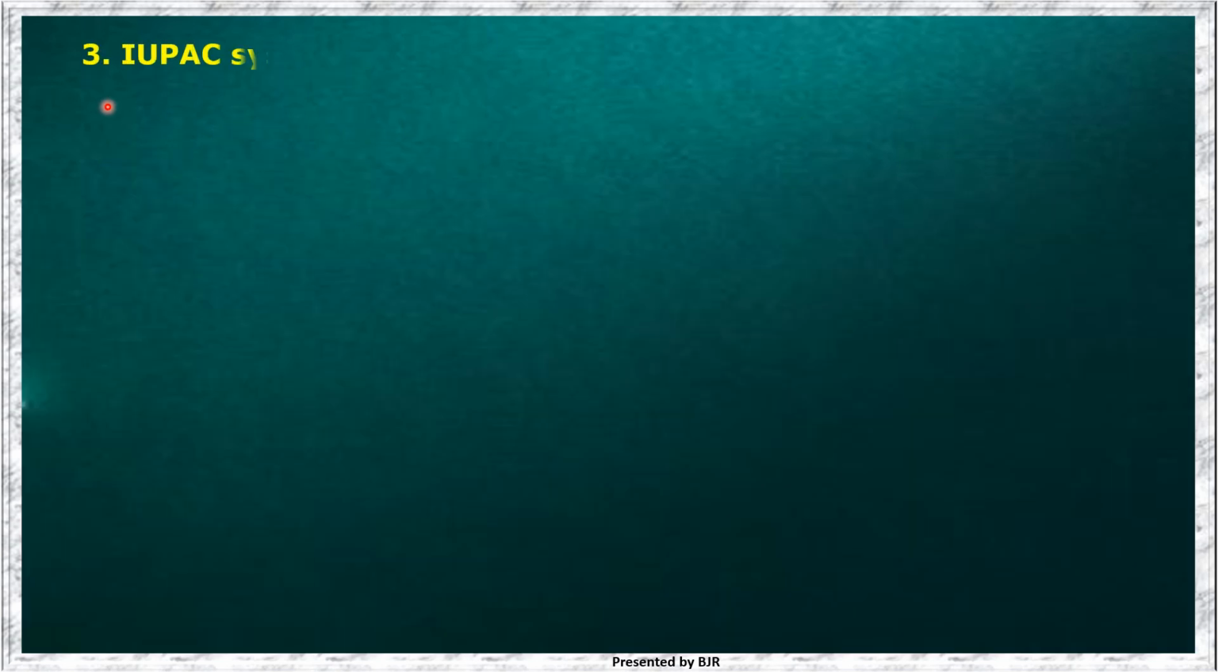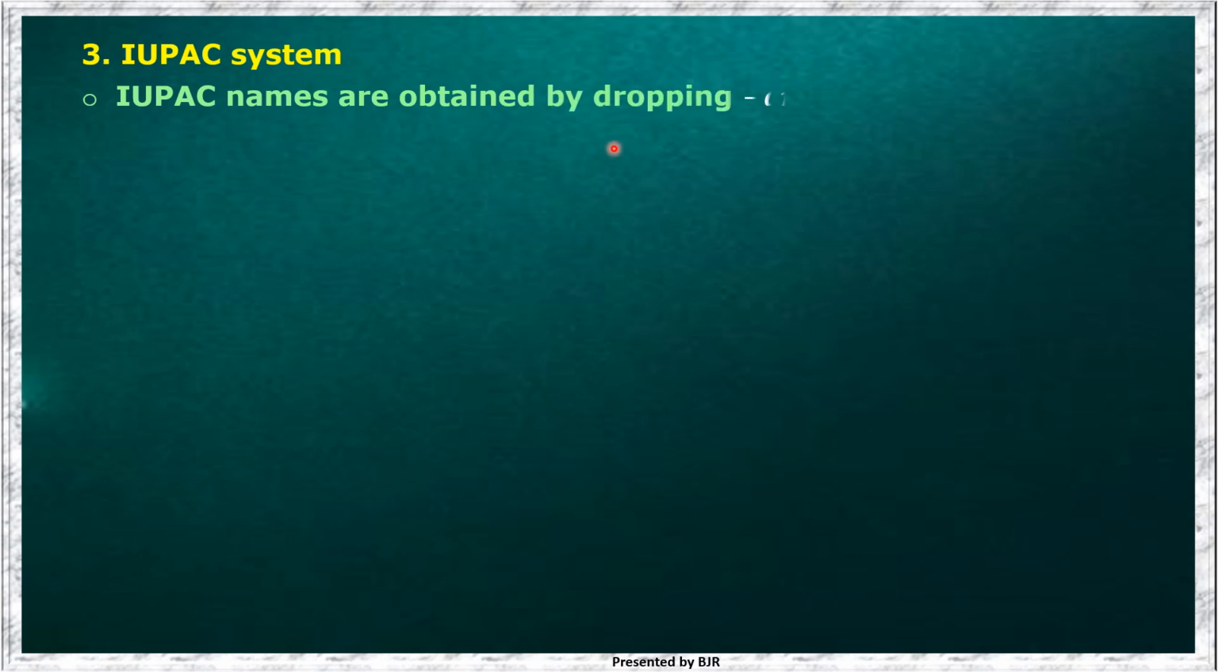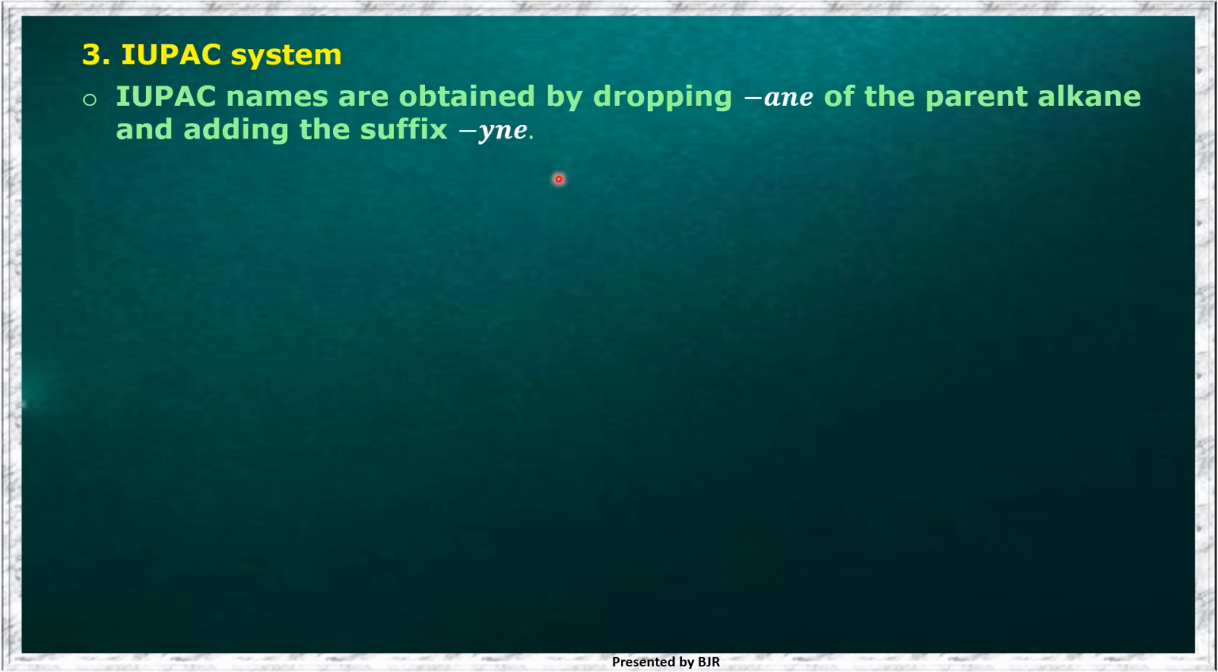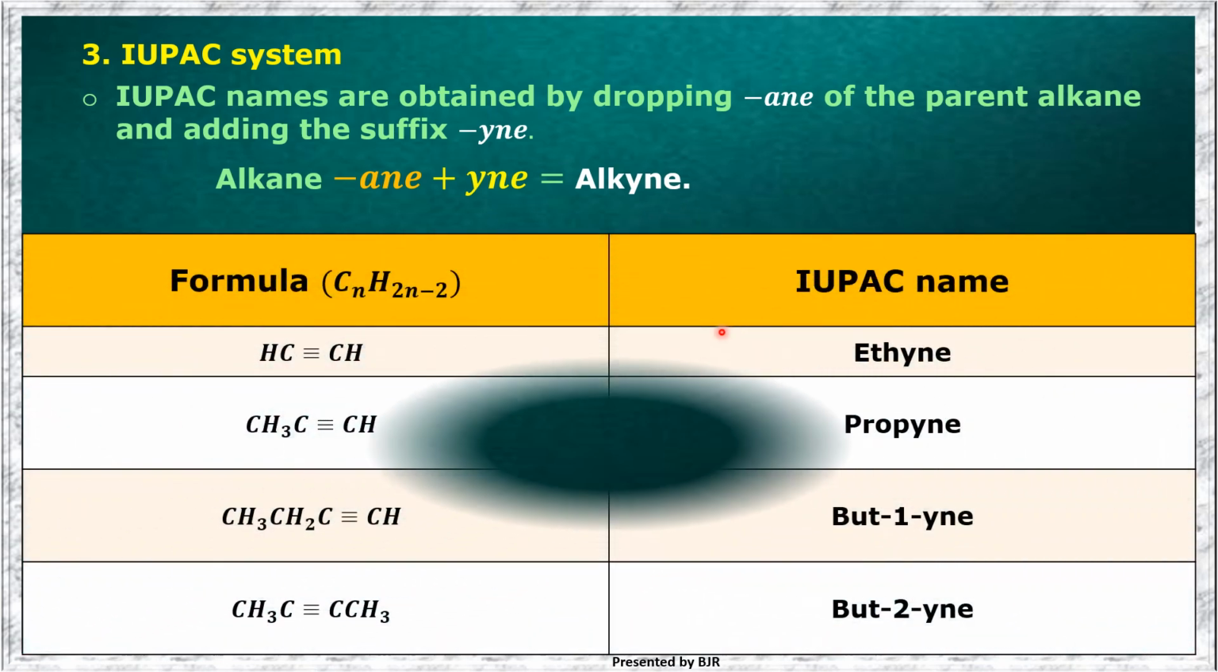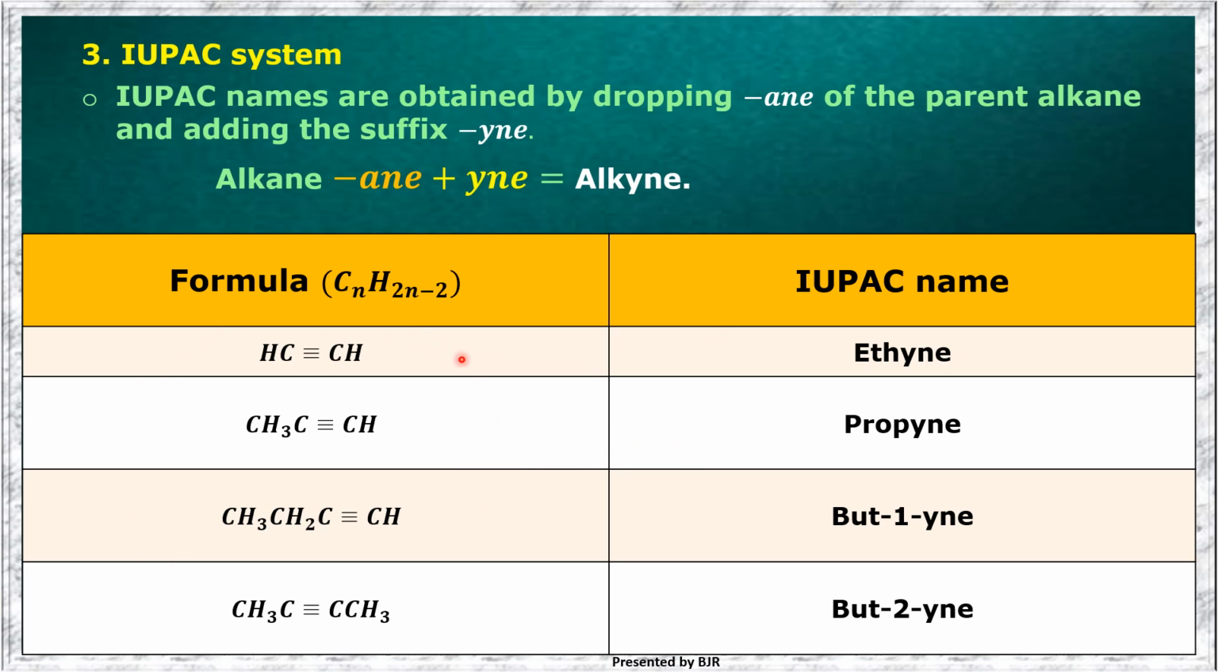The third system of naming alkynes is the IUPAC system. IUPAC names are obtained by dropping ANE of the parent alkane and adding the suffix YNE. That means alkane minus ANE plus YNE, we get alkyne. Here are some alkynes and their IUPAC names.